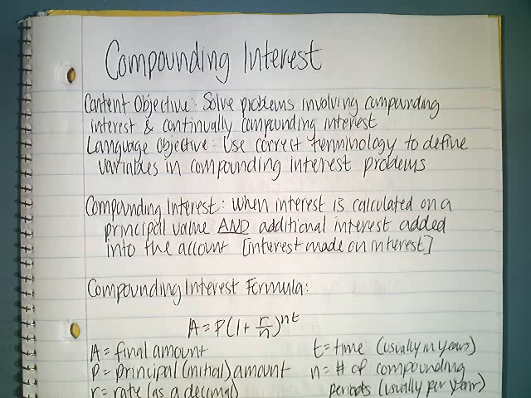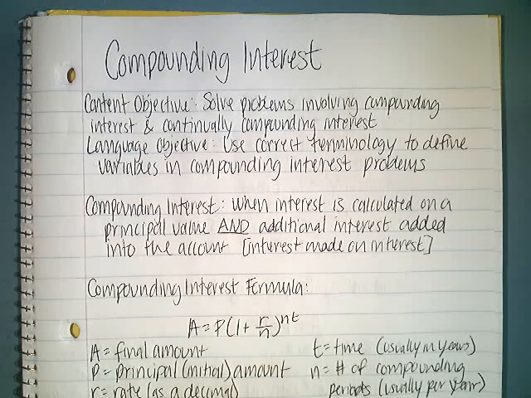So compounding interest is when interest is calculated on a principal value and additional interest that's been added into the account. So basically when you're earning interest off of your interest. So instead of just making interest on what you initially invested, they add that interest to your balance, and then you continue to make interest off of the interest that they've added in for you. This is speaking in terms of a bank. If you were earning interest, it could work the reverse way.